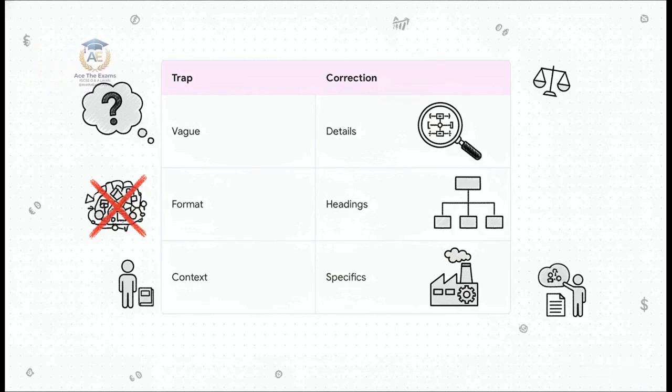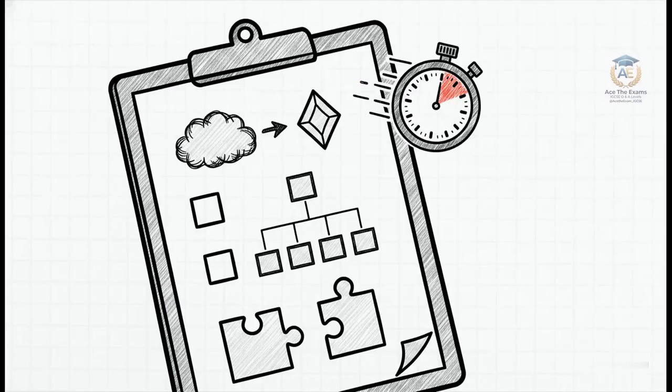And trap number 3, this is a big one: answers lacking the given context. Instead of just regurgitating memorized textbook answers, your response has to be tailor-made for the unfamiliar context. If the exam scenario is about a specific manufacturing client going bankrupt, your answer must directly address that specific manufacturing client. To guarantee that we never ever fall into these traps during the heat of an exam, there's a really helpful cognitive memory hack you can use. Just remember the acronym VFC, Vague, Format, Context.